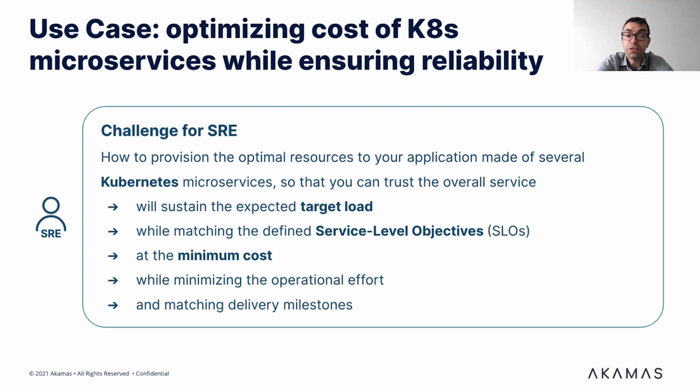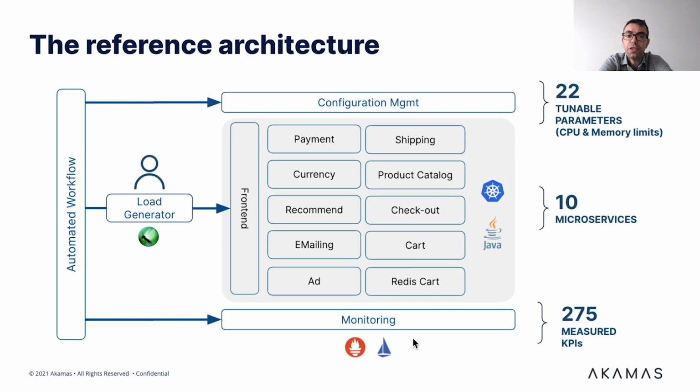Service efficiency is also very important in this case, as we want to minimize the overall cost of the service. So we don't want to assign more resources than needed. Also, as an SRE, we want to keep operational toil minimal and to stay aligned to the delivery milestones. So this is the overall service architecture. The parameters that we are optimizing in this example are the CPU and memory limits of each microservice. These parameters are applied via the Kubernetes APIs.